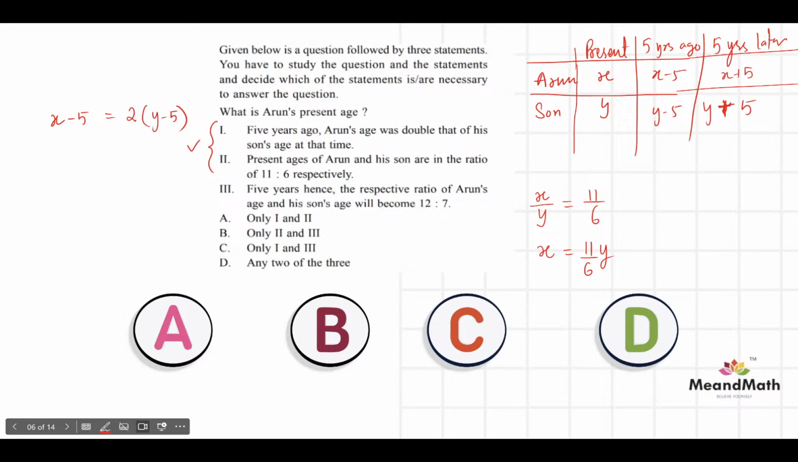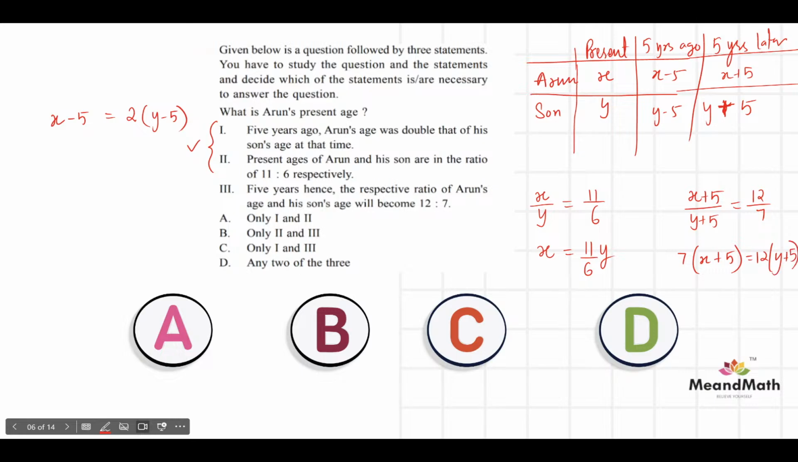Arun's age and his son's age will become 12 to 7. The respective ratios of Arun's and son's. So (x + 5)/(y + 5) = 12/7. So yes, we can also use this equation: 7 times (x + 5) = 12 times (y + 5). That is going to be helping us find that.